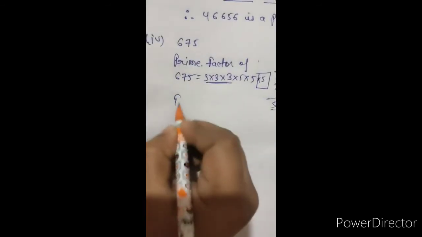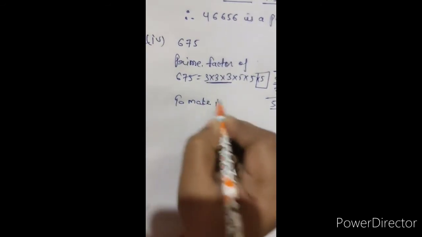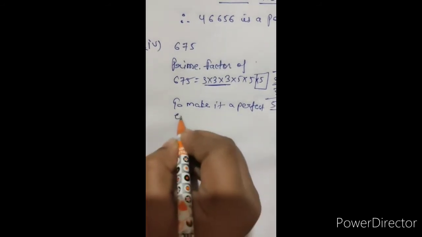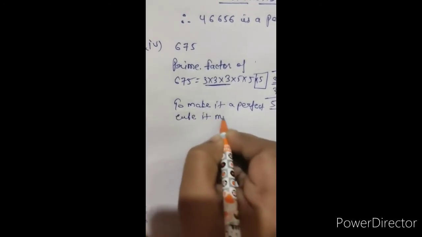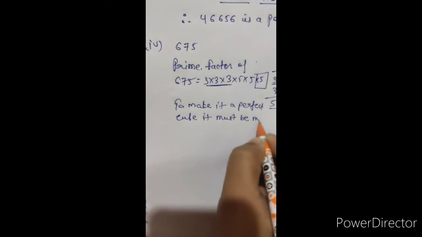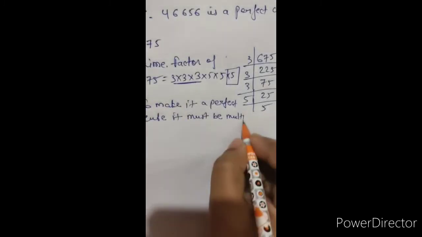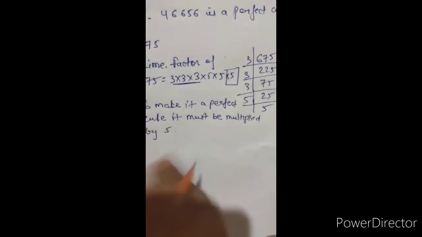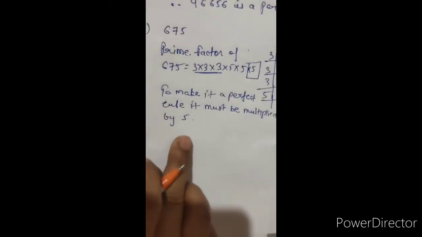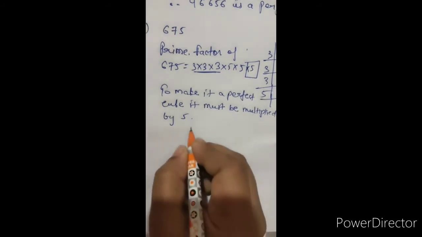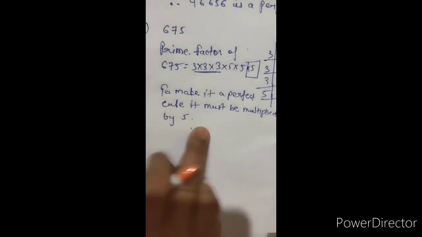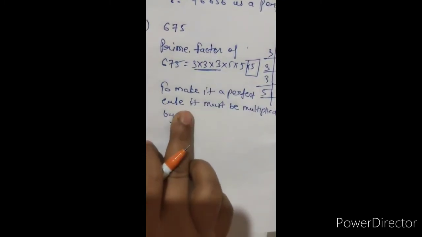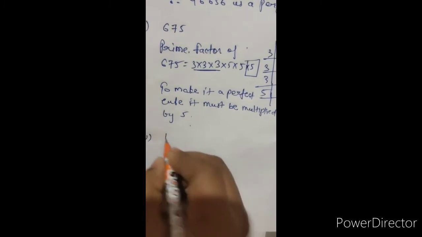So you have to write, to make it a perfect cube, it must be multiplied by 5. Therefore we can say that 5 is the smallest number by which it must be multiplied to make a perfect cube. Understood?